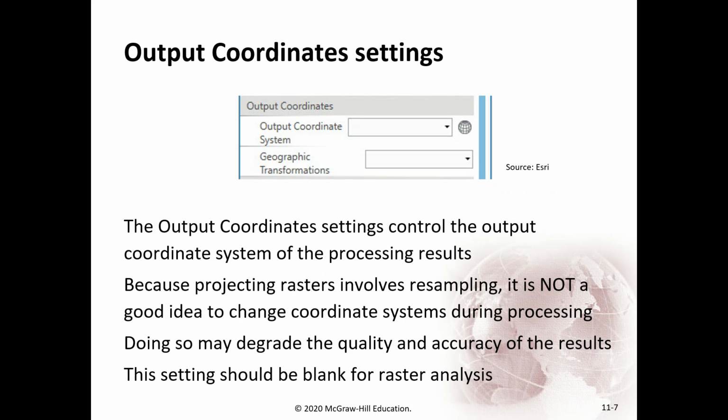Output coordinates control the output coordinate system, but often projecting raster involves resampling, which we'll talk about again. It's not a good idea to change coordinate systems. So really, when you're setting the output coordinates, you want to make sure they're set up to work that way. So the setting for raster analysis, you want it to be blank because you really don't want to project on the fly. And I'll show you why later. We'll do a little demo to show you how that works.